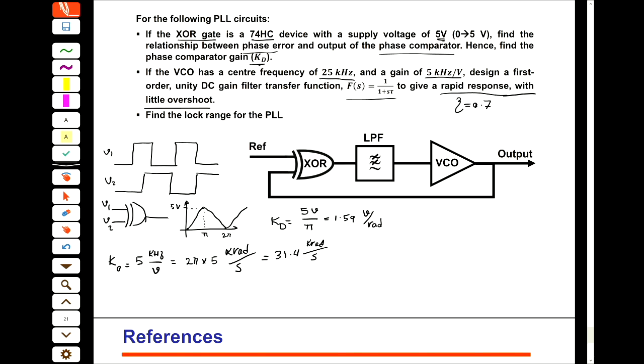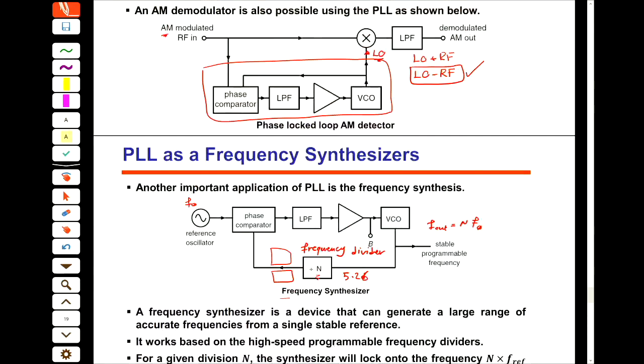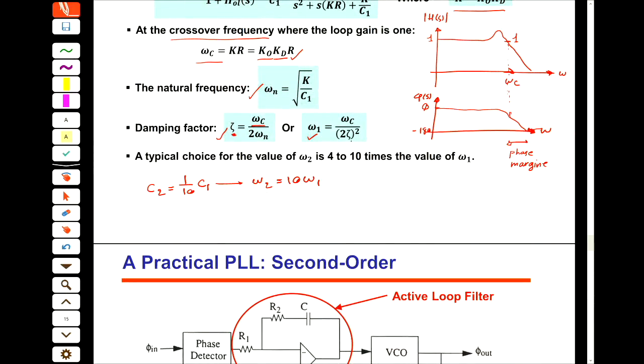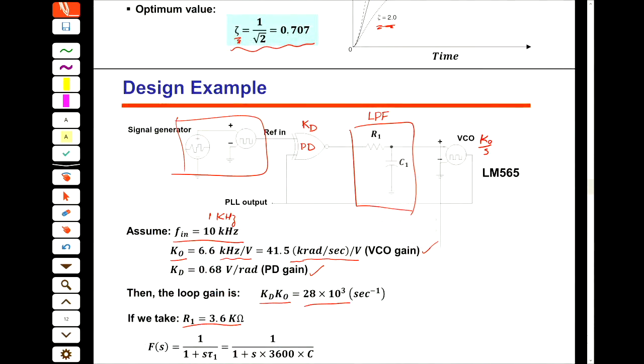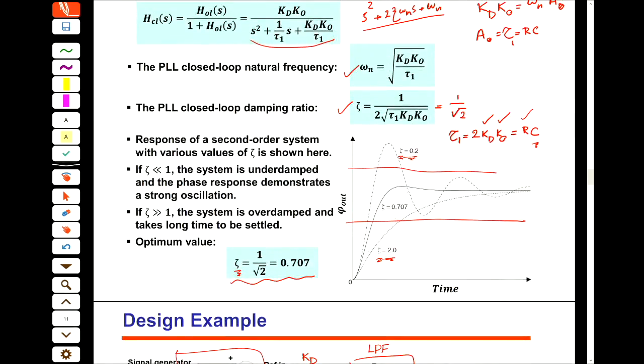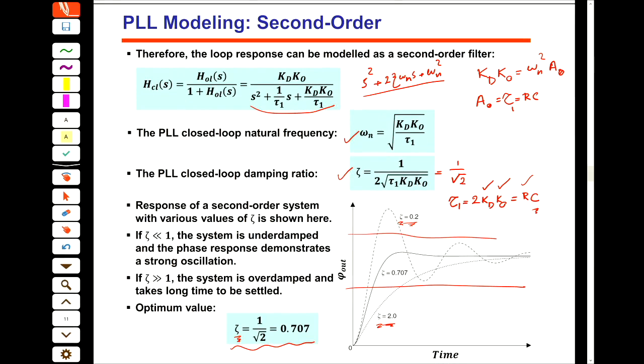If you remember from the lecture, if I go back, yep, here. For the first order filter, we had this formula that zeta equals 1 over 2 square root of tau 1 KD KO. From this we know the value for zeta, which is 0.7, the value for KD, and the value for KO, and then we can find tau. Based on the tau we can design our filter. Okay?